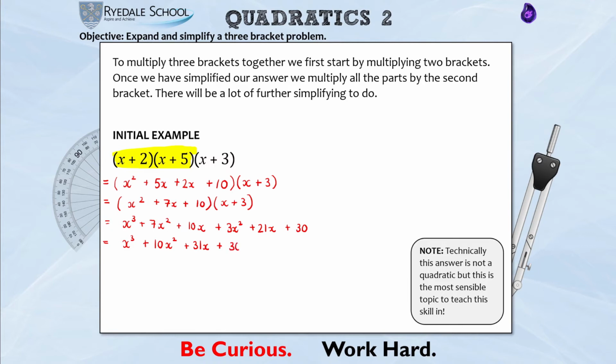That is 30. And that is my 3 brackets expanded. So I said at the opening that this isn't a quadratic. It's not a quadratic because we have a power 3. So this is actually called a cubic expression. And we might have come across drawing a cubed graph. If we haven't seen a cubed graph yet, well, that's something that we'll be looking forward to later on in the GCSE. Let's look at a few more examples, make sure we've got the right idea behind this.